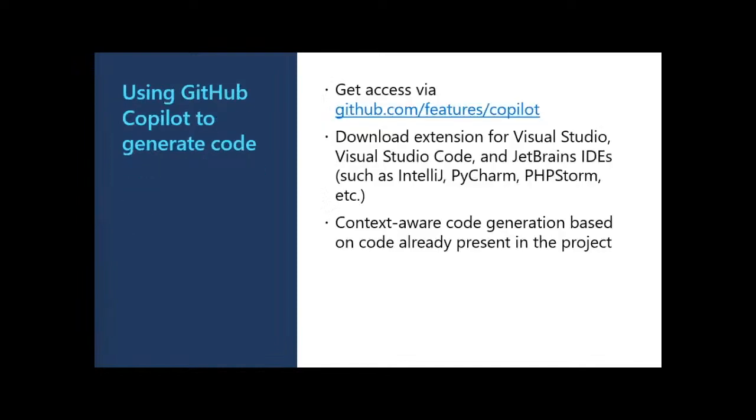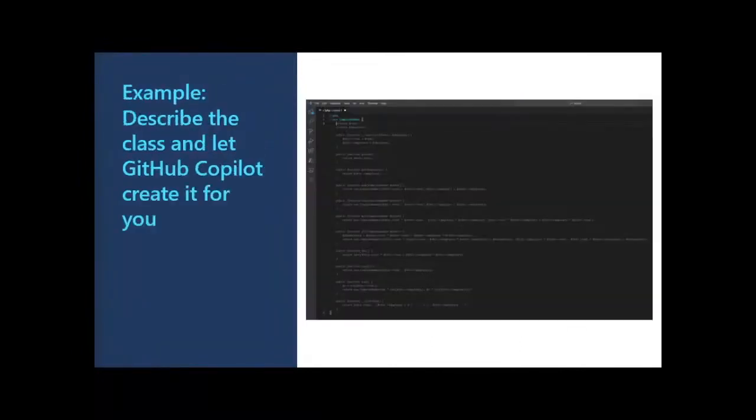Okay, all right. So you can basically get the access via here. You can download an extension for VS Code, as I already told. It has context for code generation based on code already present in the project. So whatever you have in your IDE already, it's going to be able to read that. For instance, you can describe the class here and let GitHub Copilot create it for you. I just wrote here class complex number, and it immediately generated all of this. That's all I typed in. This all came together by itself.